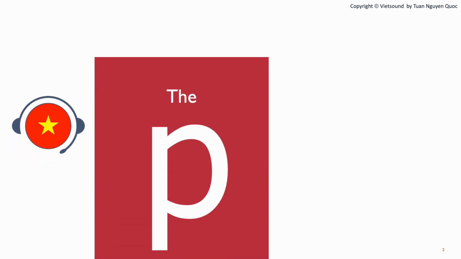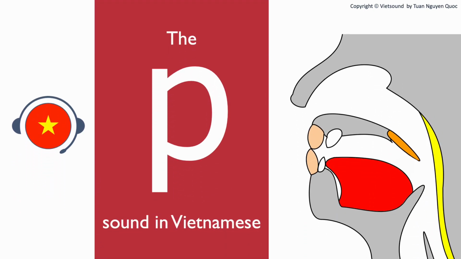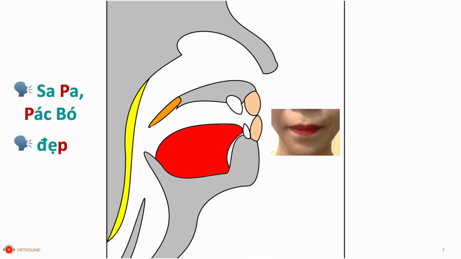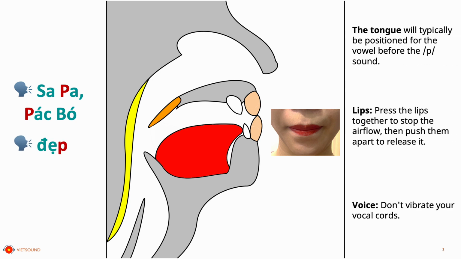Today we're going to talk about the P consonant. So, are you ready? Let's get started. The P sound occurs at the beginning of a word only in two words. They are Sapa and Bác Bó, except that the P sound always occurs at the end of the word, like in the word đẹp. Now let's see how to pronounce the P sound.